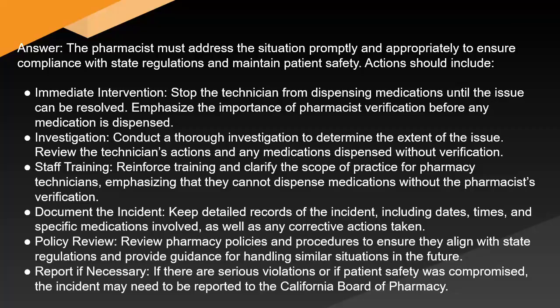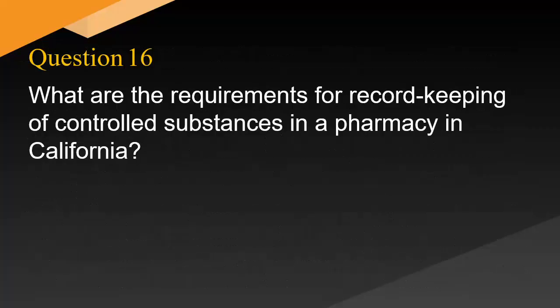Keep detailed records of the incident, including dates, times, and specific medications involved, as well as any corrective actions taken. Policy review. Review pharmacy policies and procedures to ensure they align with state regulations and provide guidance for handling similar situations in the future. Report if necessary. If there are serious violations or if patient safety was compromised, the incident may need to be reported to the California Board of Pharmacy. What are the requirements for record keeping of controlled substances in a pharmacy in California?